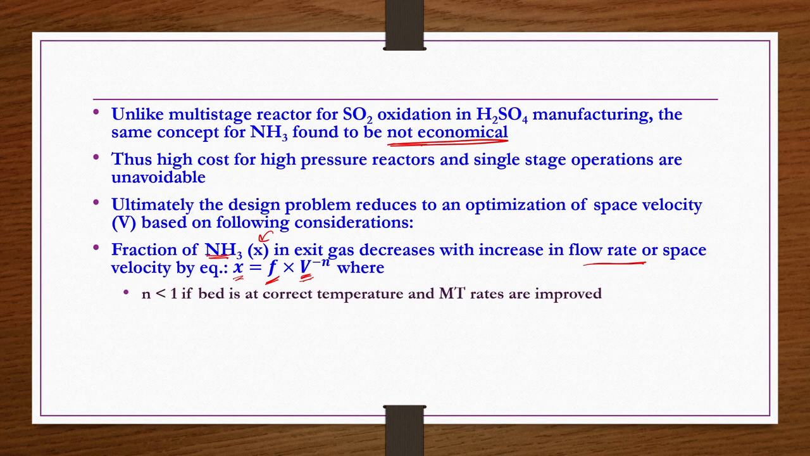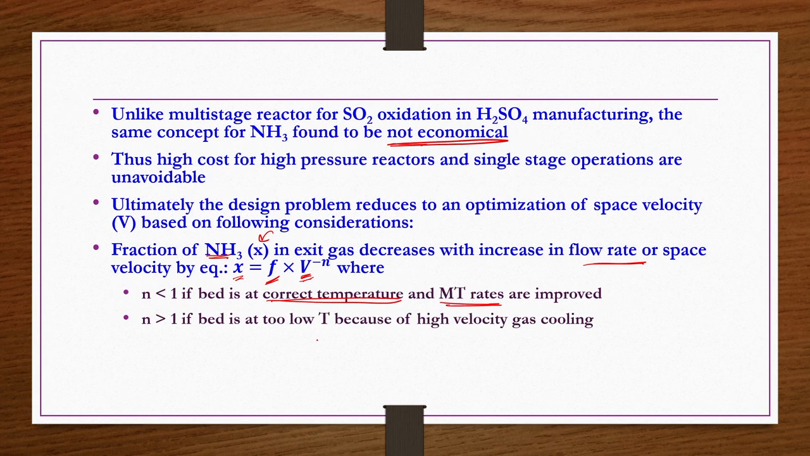So if the bed is at the correct temperature and mass transfer rates are improved, then N has to be less than 1. And if the bed is at too low a temperature, something like 200, 300 degrees centigrade, then N has to be greater than 1 because of high velocity gas cooling.